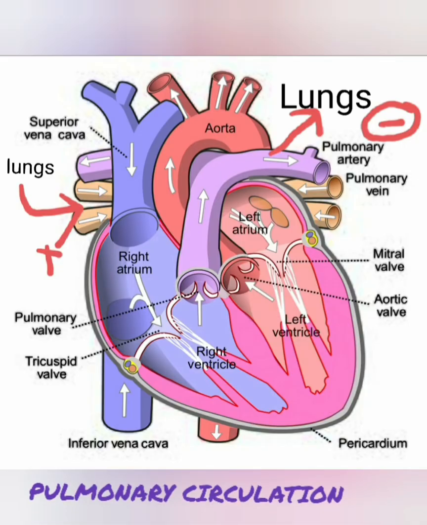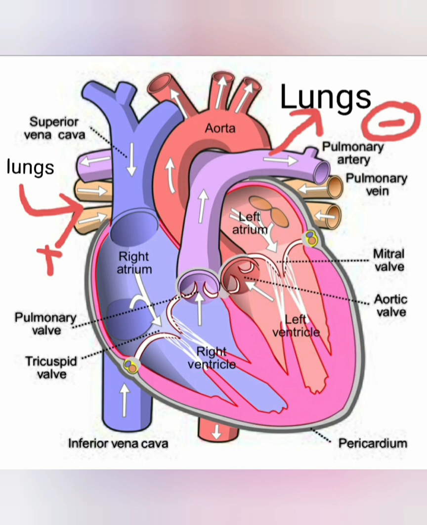In the pulmonary circulation, deoxygenated blood comes to the right atrium through the superior vena cava, which collects the blood from the upper parts of the body, and the inferior vena cava, which collects the deoxygenated blood from the lower parts of the body and drains it into the right atrium. From the right atrium, it goes to the right ventricle.